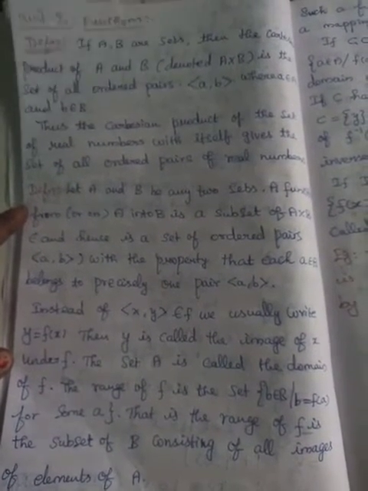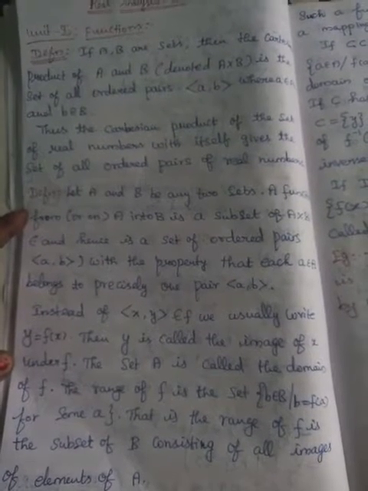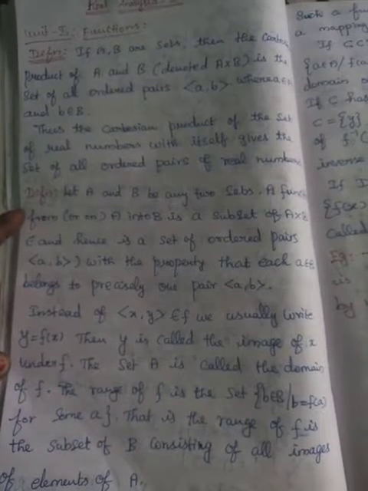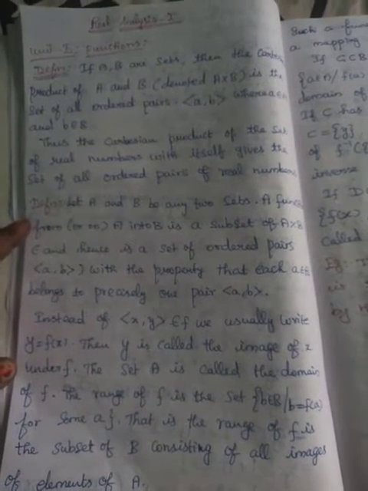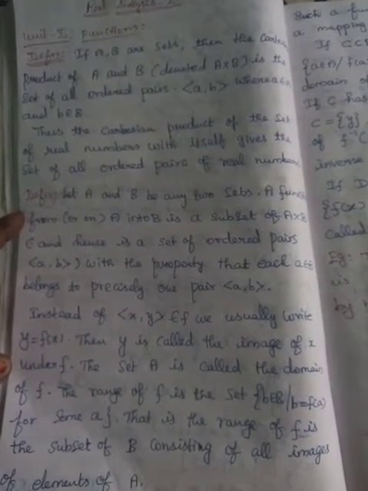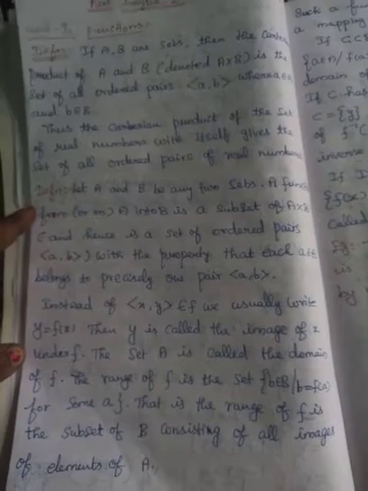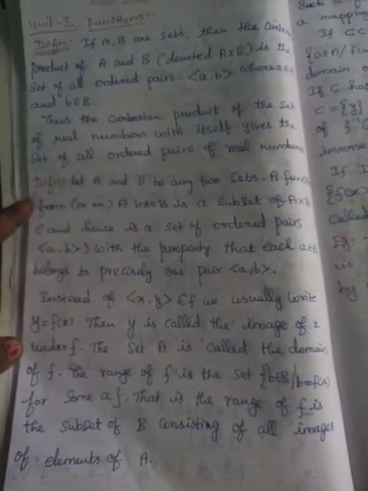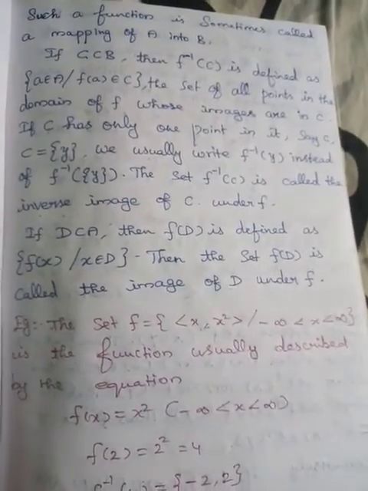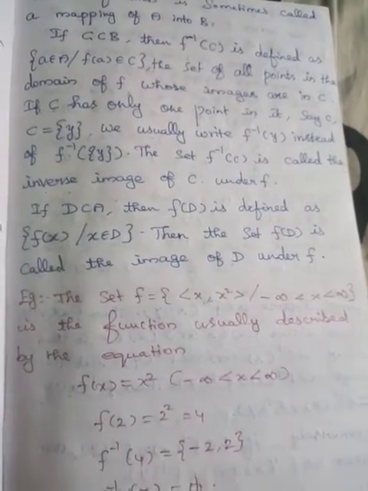The range of f is the set of all b belonging to B such that b = f(a) for some a. So that is, the range of f is the subset of B consisting of all images of elements of A. Such a function is sometimes called a mapping of A into B.